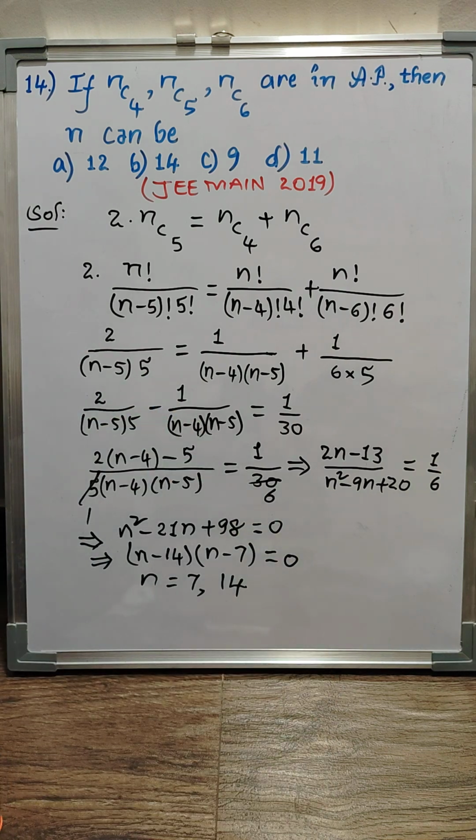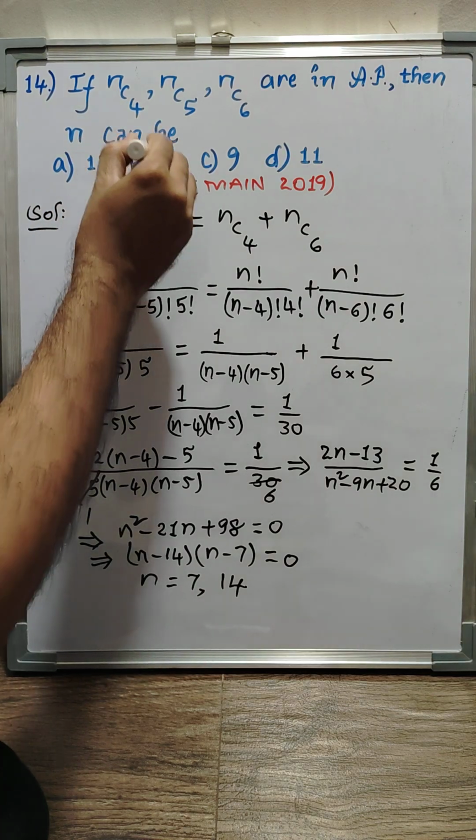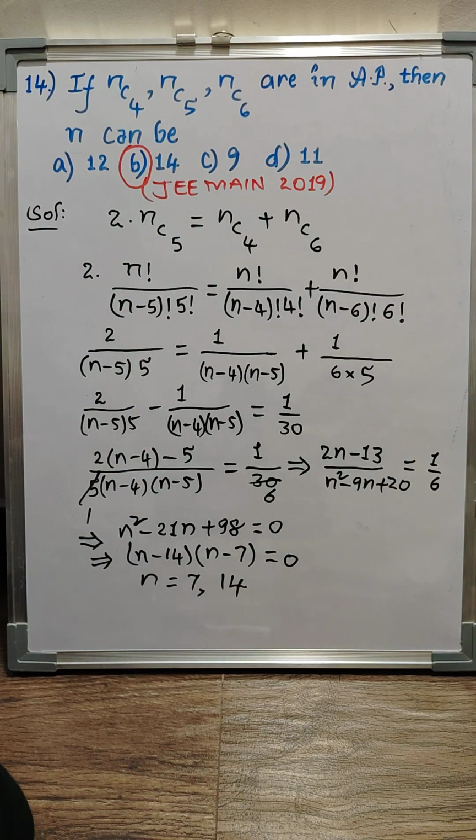From the given options we can have, according to the options, 14 we have to take as the value of n.